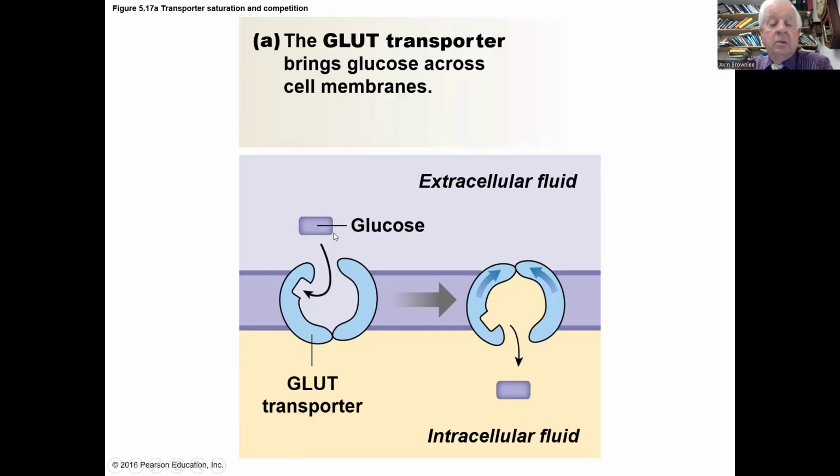So here we see the glucose attaching to the protein here. That changes the structure of the protein, flips it open, and the glucose goes into the cell in this example here. But it could also do it in the opposite direction. If the concentration of glucose was more concentrated inside the cell than outside the cell, this transporter would move it in the opposite direction.